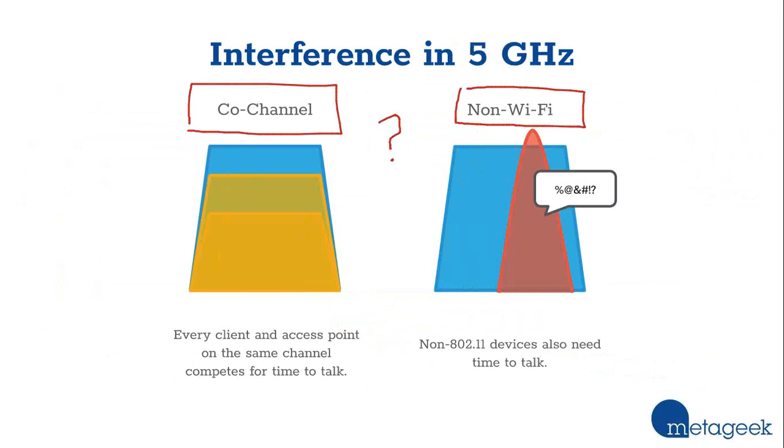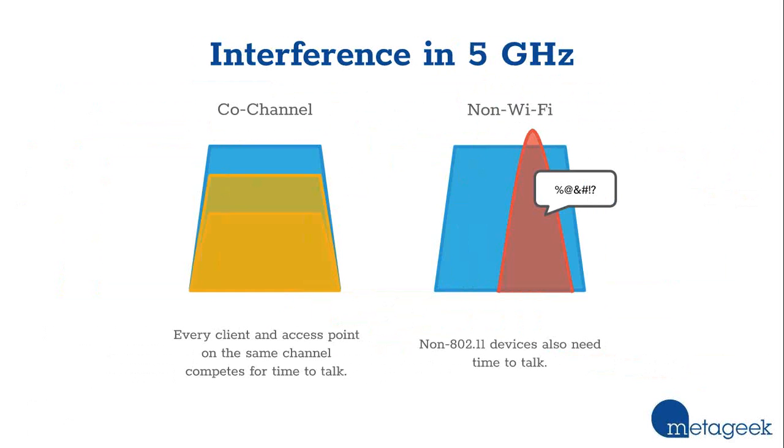If you use 20 megahertz wide channels across the board, you won't have any partial overlap. And so we don't suffer from adjacent channel interference in the 5 gigahertz band. We've removed that type of interference because the channel layout is better.